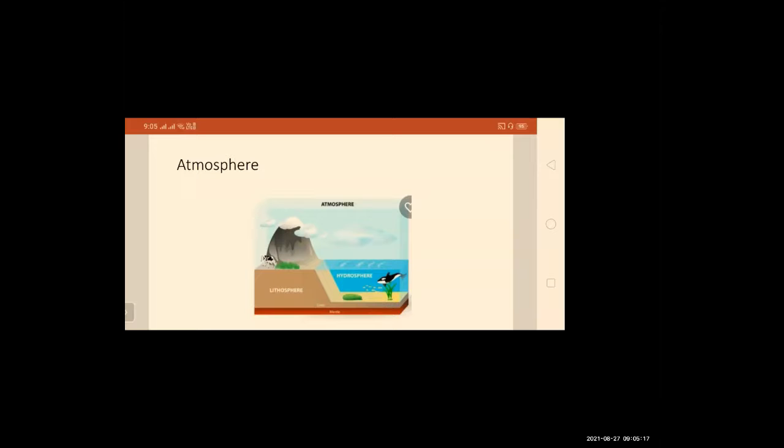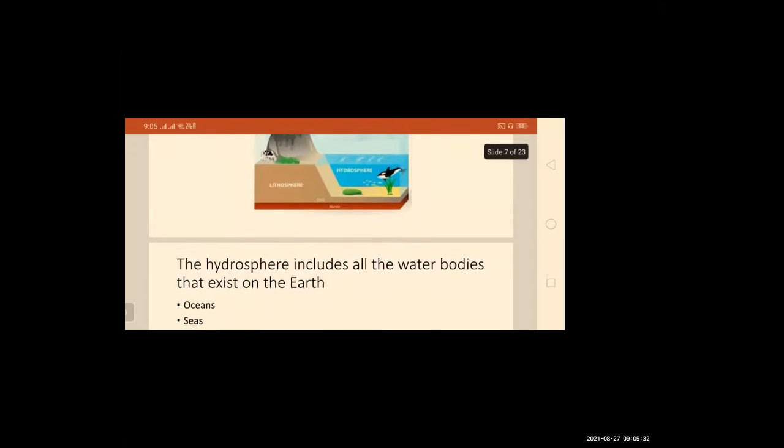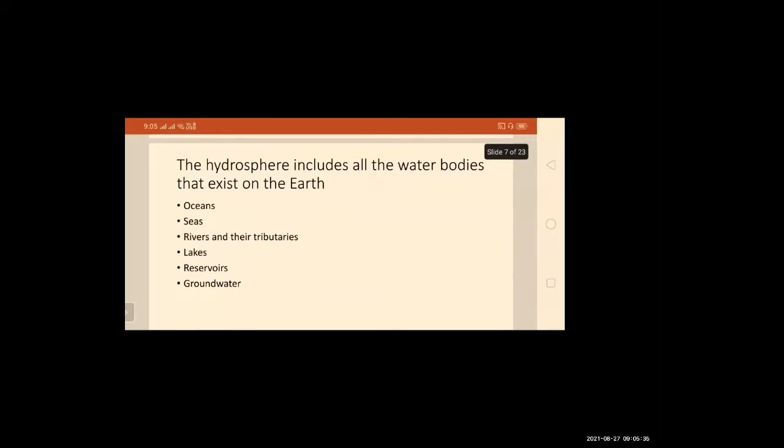And what about the hydrosphere? Hydrosphere is the layer of the atmosphere which contains water. So today we are going to focus on the hydrosphere. See, the hydrosphere is the layer which includes all the water bodies which are present on the Earth. We already know that water is present in a greater proportion on the Earth than land.